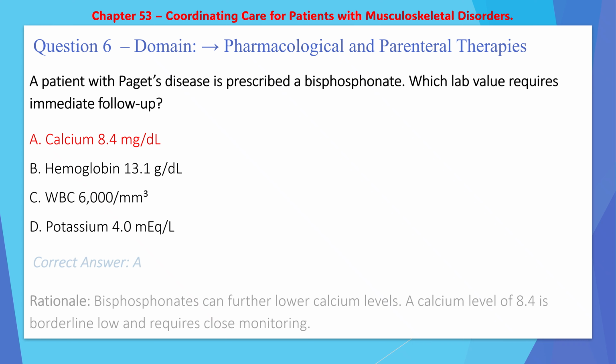Calcium 8.4. The bisphosphonate can further lower calcium level. A calcium level of 8.4 is borderline low and requires close monitoring.